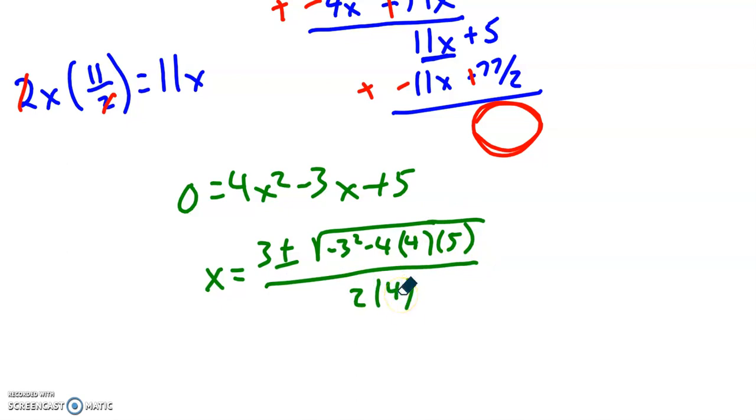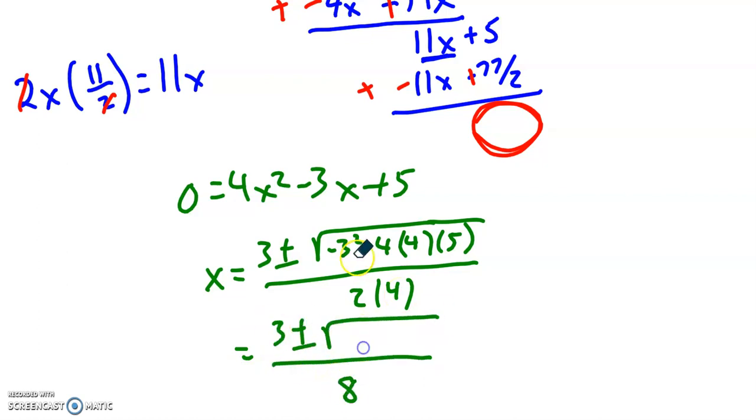Plugging that in. So now we get this to be 3 plus or minus the square root. I'll do the denominator first, which is 8. This is going to be 9. Now we have negative 4 times 5. So that's going to be negative 16 times 5. So we'll go ahead and do that. 3, negative 80. All right, so we can stop here.